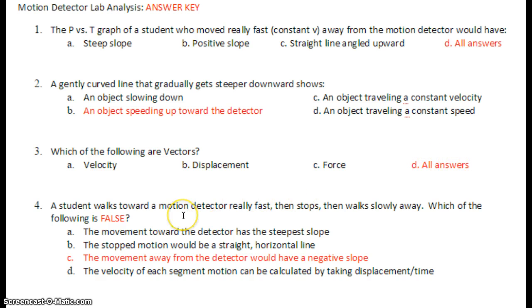Number 4 says a student walks toward the motion detector really fast, then stops, then walks slowly away. Which of the following is false? The movement toward the detector has the steepest slope. Well, he walked fast, so it would be steepest. The stop motion would be a straight horizontal line. That's true. The movement away from the detector would have a negative slope. Not true. We just defined this as a positive slope, so that's what makes C false. The velocity of each segment motion can be calculated by taking displacement divided by time, and that is also true. So letter C is the only false statement in all of that.